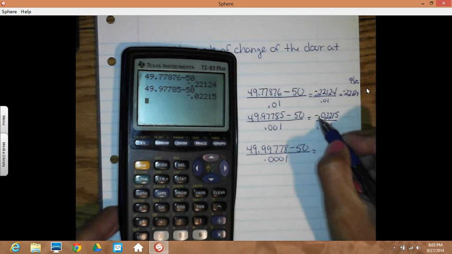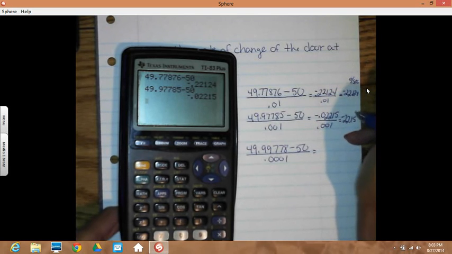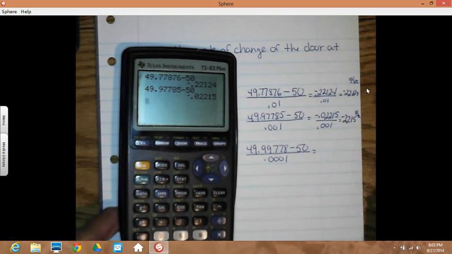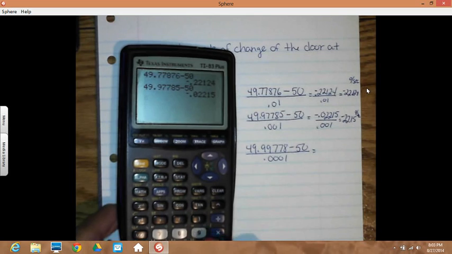Over 3. 1, 2, 3. Negative 22.15 degrees per second. So we had negative 22.124, negative 22.15, and one more: 49.99778 minus the 50.